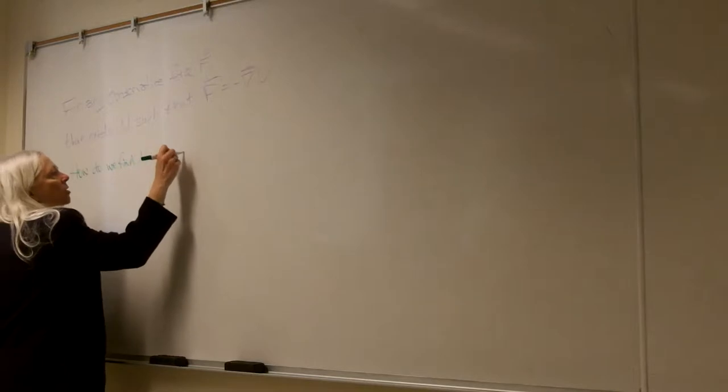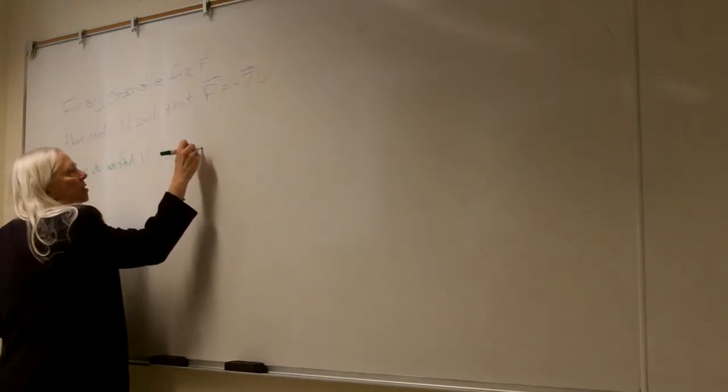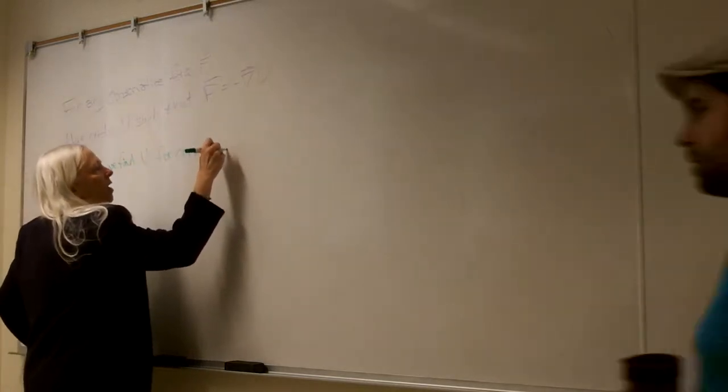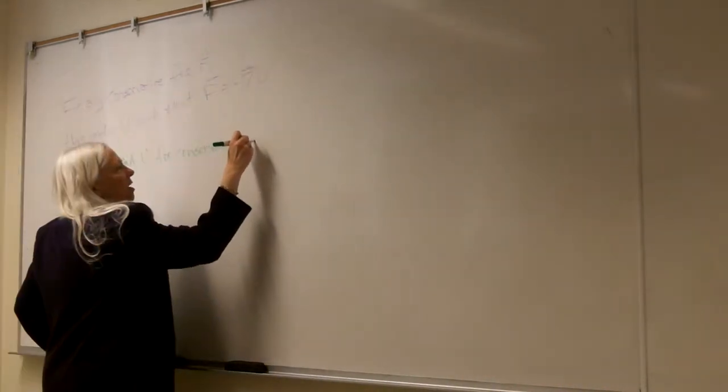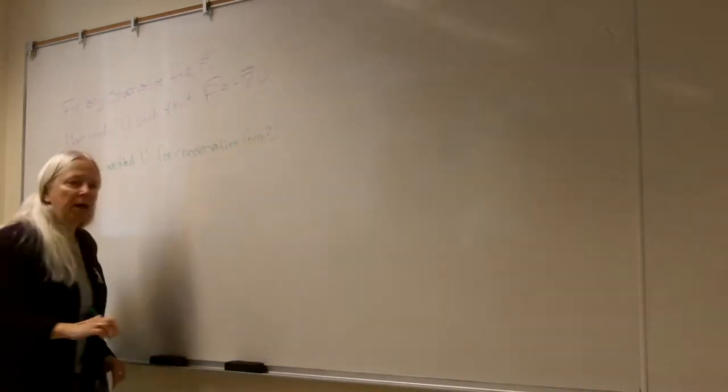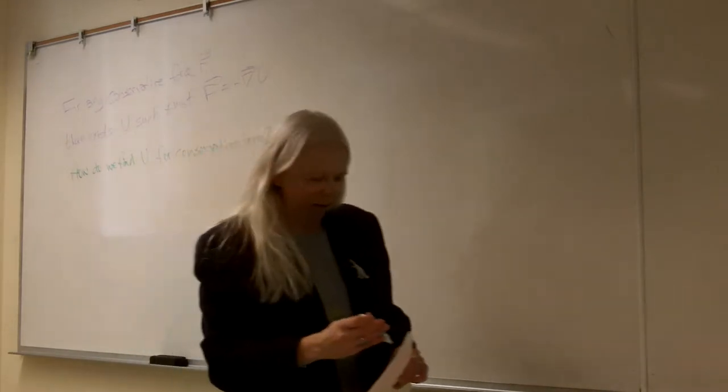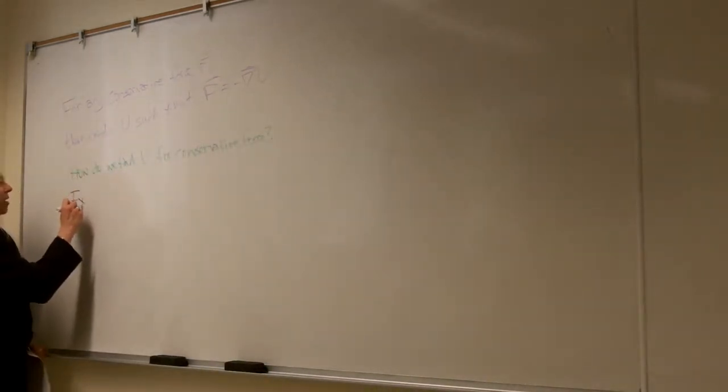Of course we have to know that our force is conservative to begin with, otherwise the potential energy doesn't exist. And again, we can double check that by checking that the curl of F is equal to zero. And if it is, then the potential energy exists. So the question is how to find it. We looked at an example last time. I said it would probably be easiest to illustrate this by looking at an example.